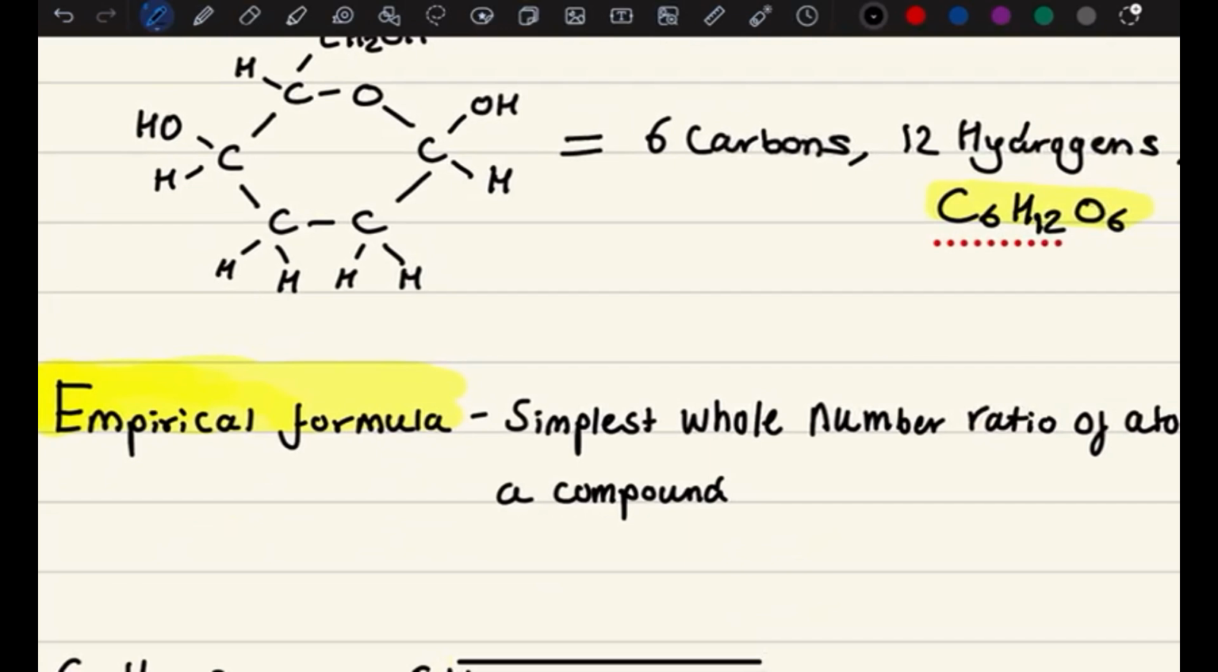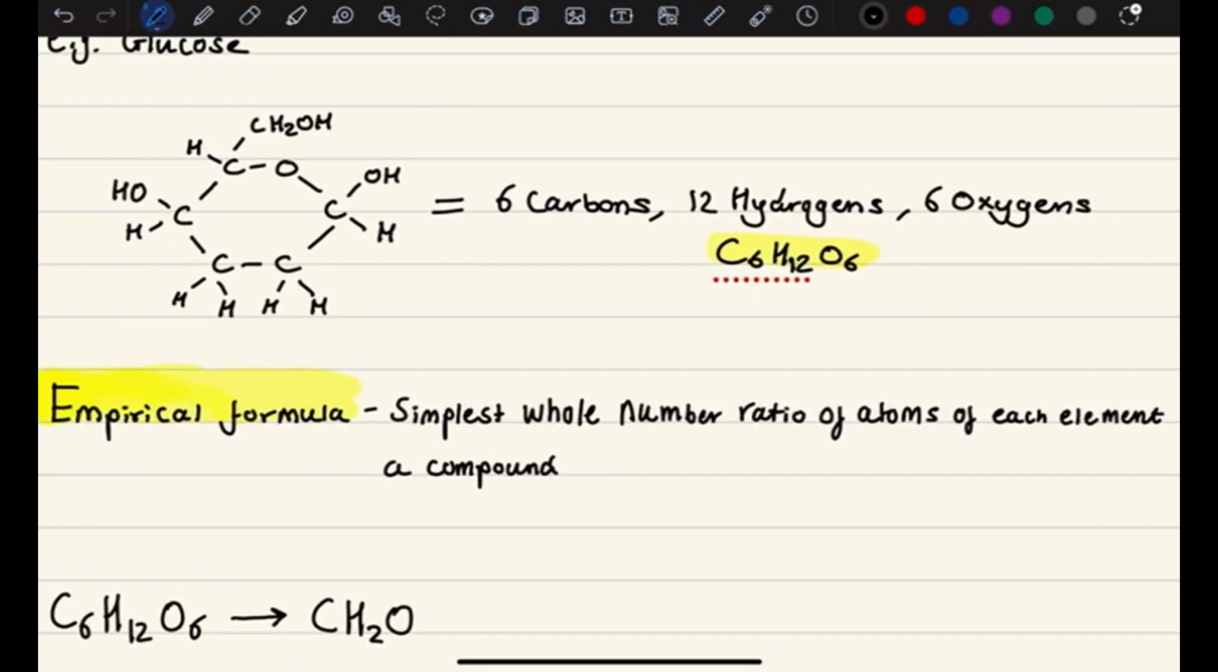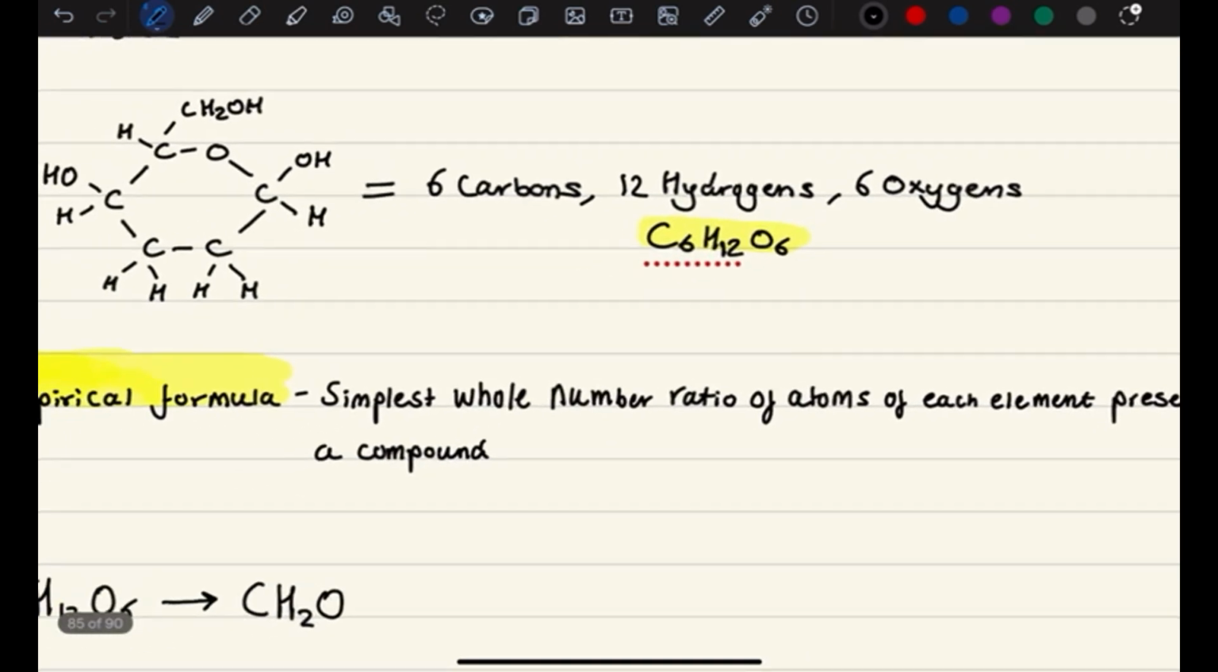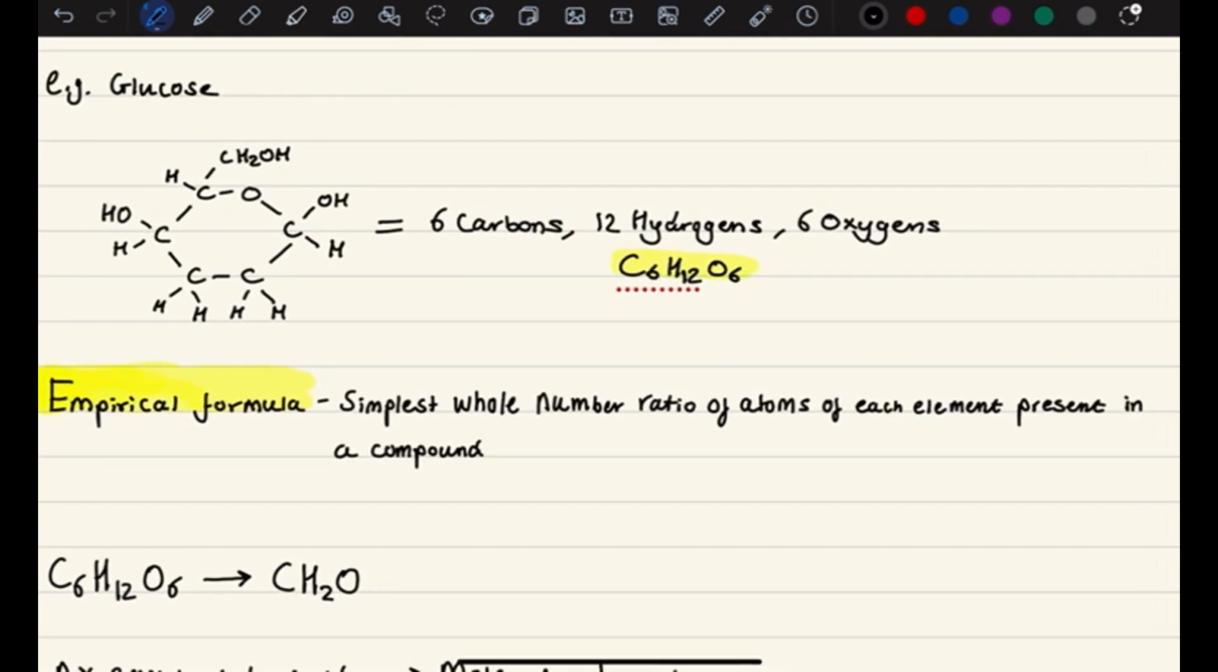Now, empirical formula, guys, this definition is big marks in the exam. They ask it a lot. So remember, your empirical formula is the simplest whole number ratio of atoms of each element present in a compound. Remember that definition for empirical formula because it's important.